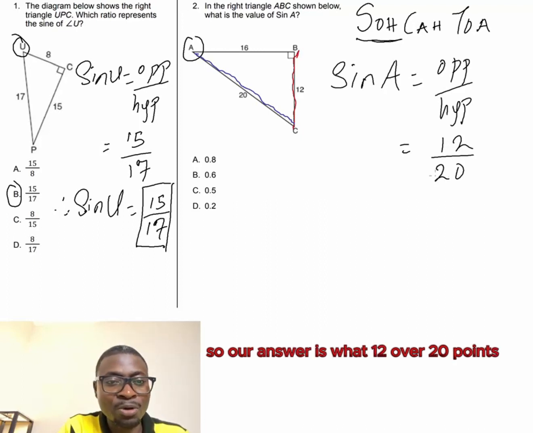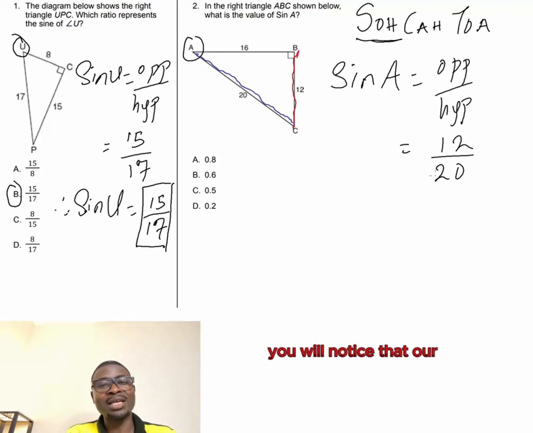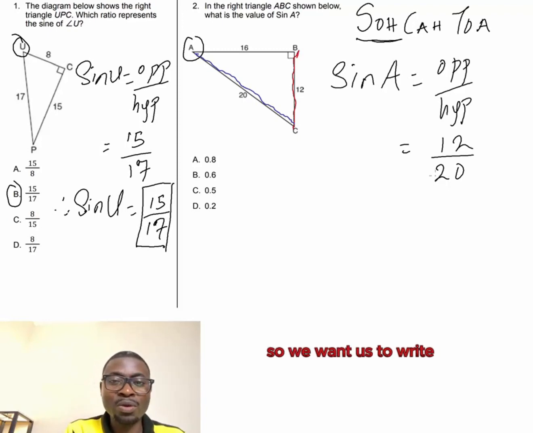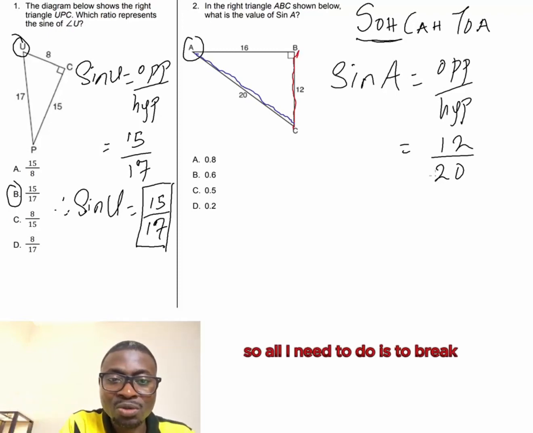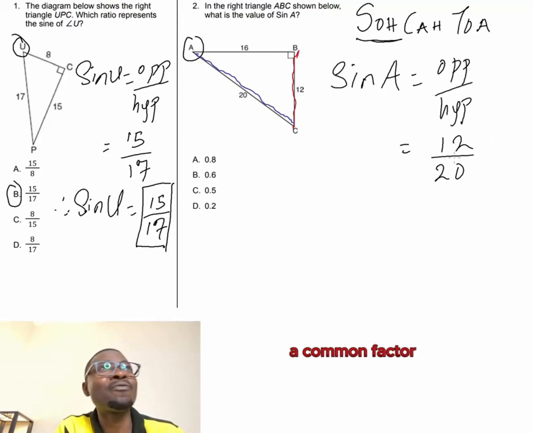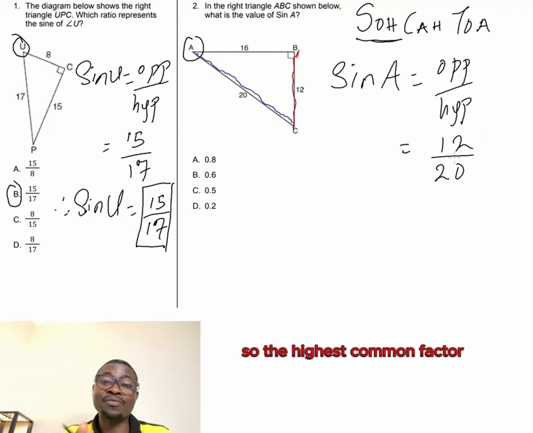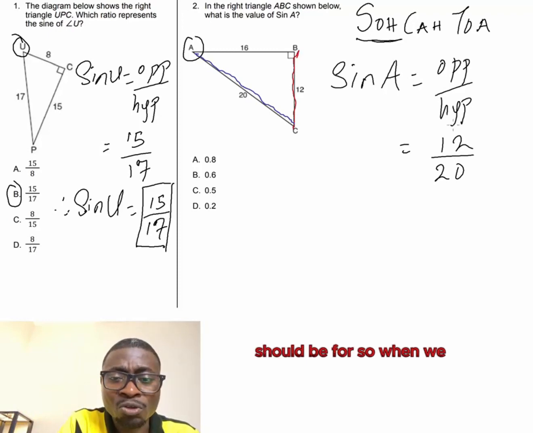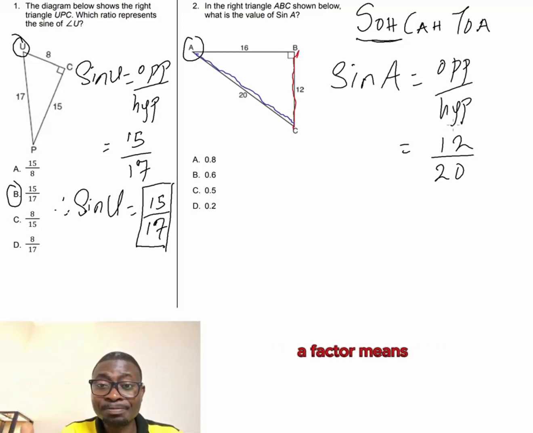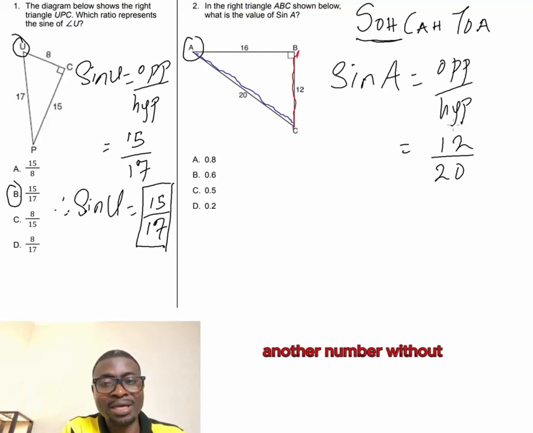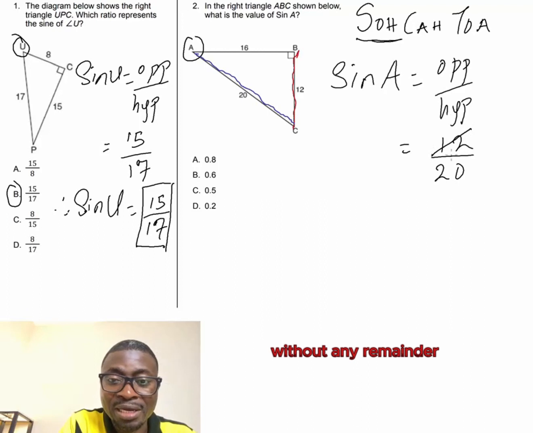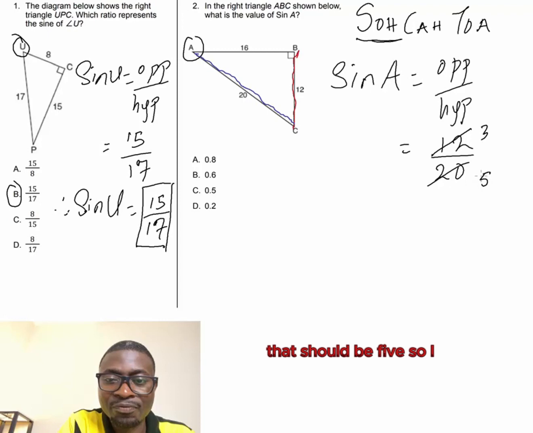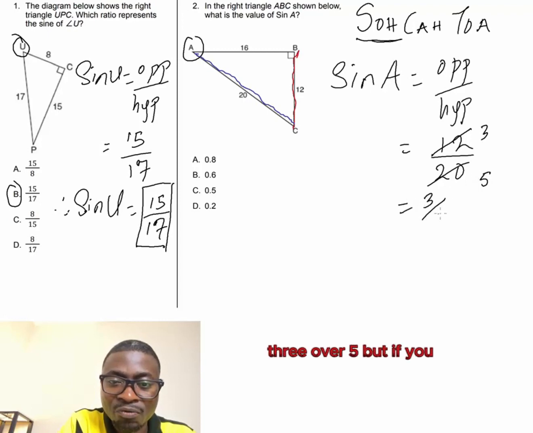So our answer is 12 over 20. But if you look at the options, you will notice that our answers are in decimal. So they want us to write this in decimal. First, let's look for a common factor. The highest common factor of 12 and 20 is 4. A factor is a number that can divide another number without a remainder. 4 in 12 gives us 3, and 4 in 20 gives us 5. So our answer is 3 over 5.